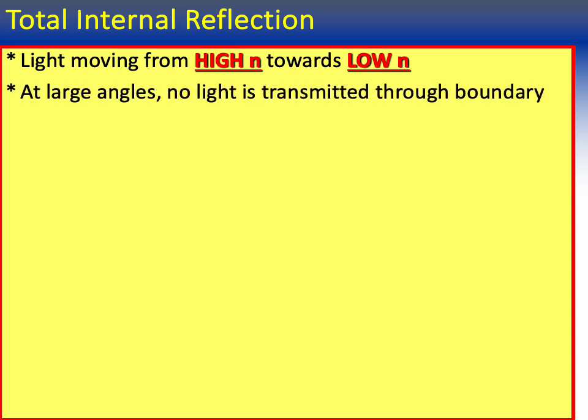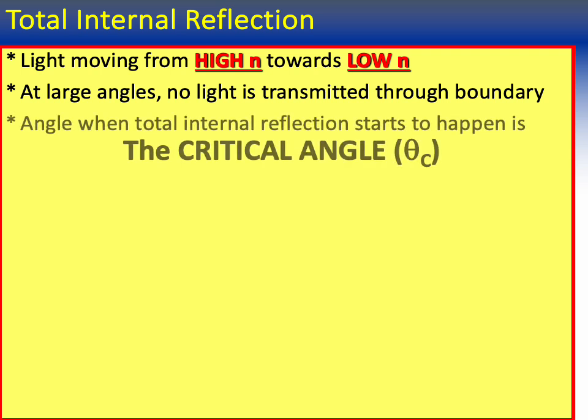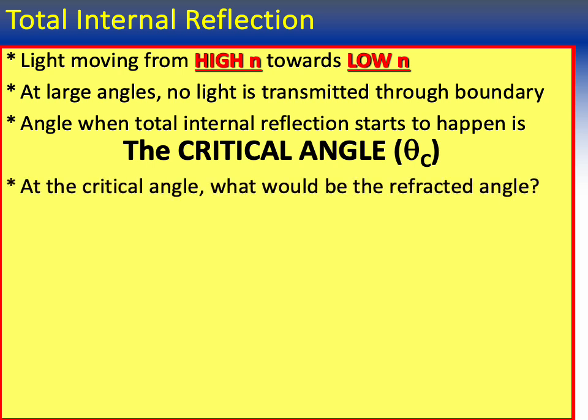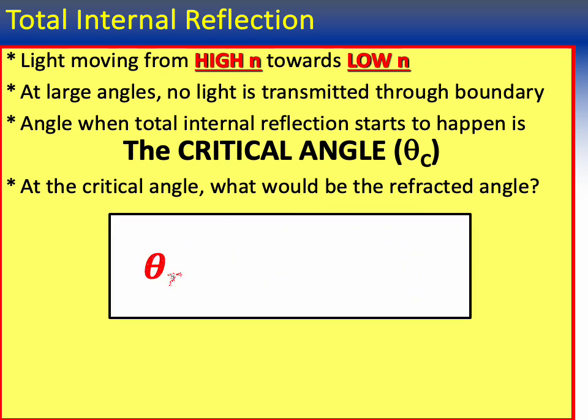The big gist is that if that incident light ray is at a big enough angle, no light is going through the boundary, and that angle where you get no more light transmission is called the critical angle. What happens at the critical angle is that the refracted angle gets so big it eventually hits 90 degrees. After 90 degrees, it's no longer transmitted. It is all totally bounced inside.